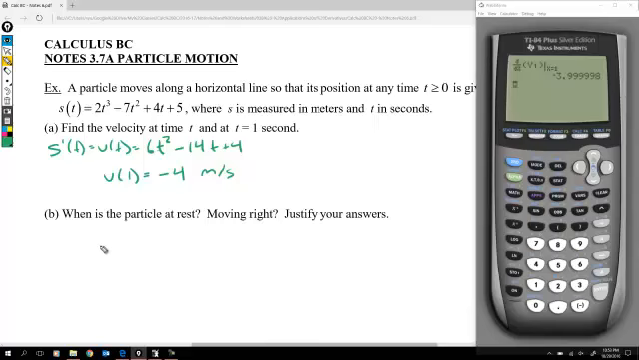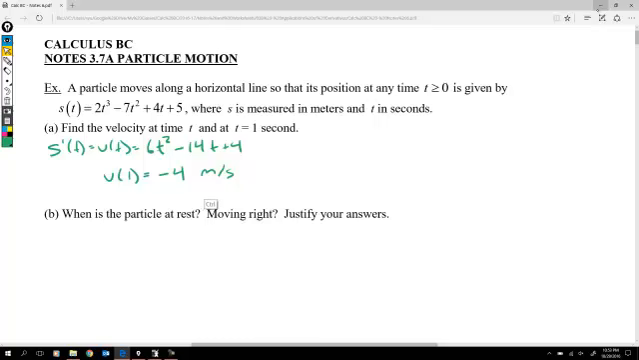Okay, for part B, it asks me when the particle's at rest and when it's moving right. Okay, so I'll get rid of this. It's going to be at rest when my velocity equals 0, because it means the velocity is not moving. It's moving right when the velocity is positive. Okay, and it would be moving left when the velocity is negative. Okay, so first we need to do the first derivative test. So I need to figure out my critical numbers. So I'm going to take my first derivative and set it equal to 0.